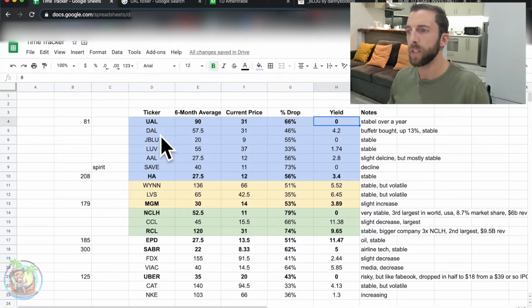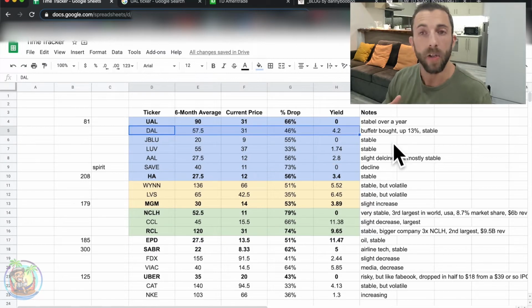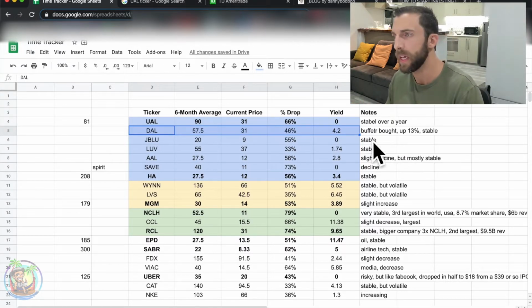Now these other ones. Delta here, something of note for Delta is Warren Buffett bought into this, okay? So that's great, and that does give me some confidence, but unless I'm going to be following Buffett, then I'm not going to invest in this stock. And I don't follow Buffett, so I'm not going to invest in this stock. I've chosen another one to invest in.